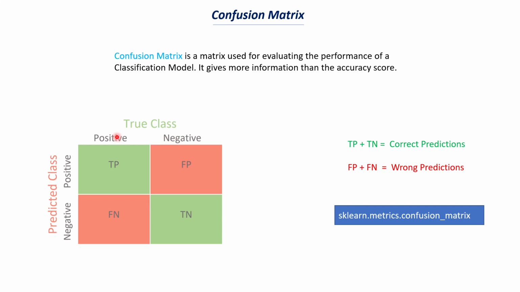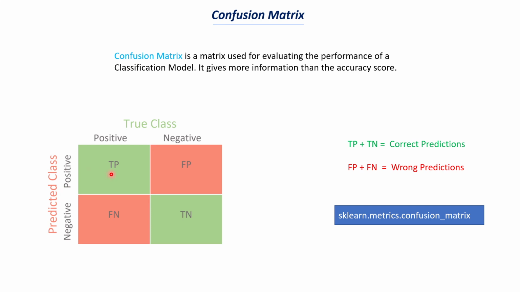You can think of positive as a person with diabetes and negative as a person without diabetes. You can also think of positive as COVID positive and negative as COVID negative. And this is the predicted value. Again, we have positive and negative. The horizontal axis represents my true class or actual labels present in my data set, and the predicted class represents the two labels, negative and positive, predicted by my model.